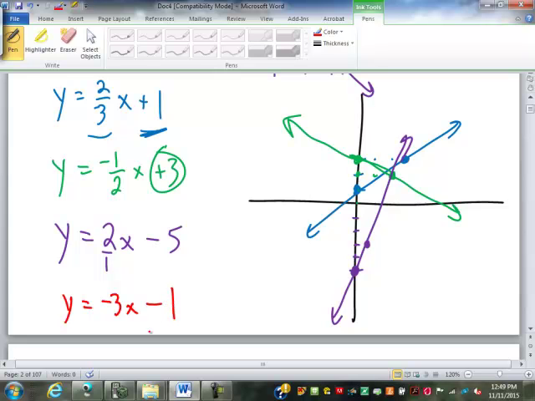y equals negative 3x minus 1. Where do I start? Negative 1, and from there I go, this is negative 3/1, I go, somebody said it, down 3/1. Does that make sense? Yeah, sort of.